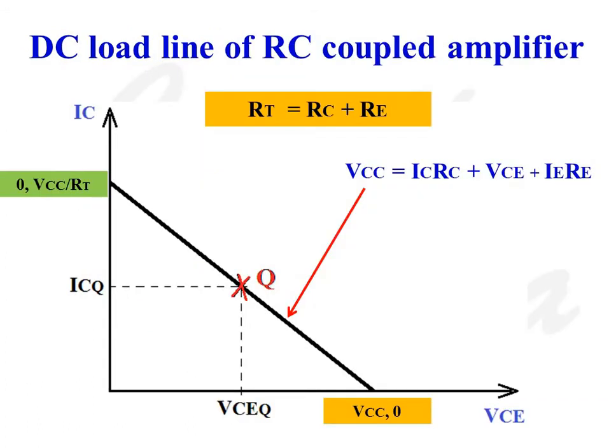DC load line of the RC coupled amplifier. So DC load line is a graph which is plotted on the output characteristics of the transistor. So here the output parameters are VCE and IC. VCE is plotted along the x-axis and IC is plotted along the y-axis. So we know that VCC is equal to IC RC plus VCE plus IE RE. So we can approximate IC as IE. Therefore, we will get VCC is equal to IC RC plus VCE plus IC RE.